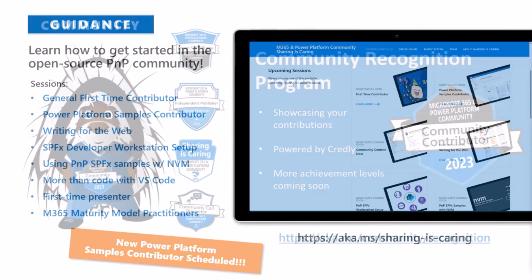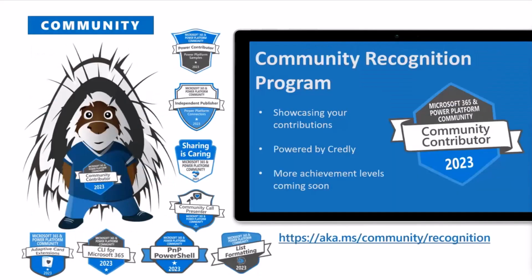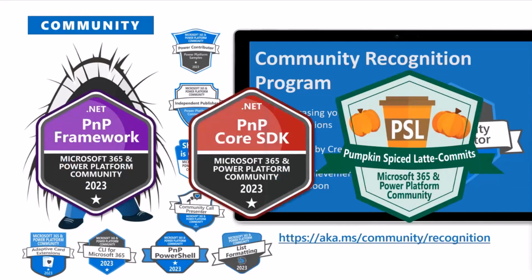But you may be wondering, what happens once I contribute? Well, we recognize you. We want to make sure that you're recognized for all the amazing work that you're doing. And we've got some new badges coming out. We've got the PnP Framework, PnP Core SDK. We've got our fun thematic badges coming soon, kicking off with the pumpkin spiced latte commit. So definitely get opted in if you are not already. You can do that at aka.ms/community/recognition. Absolutely free, powered by Credly. And we will send you out some cool badges. And keep on the lookout for the kickoff of all these, including the PSL. Vesa, back to you in Finland.